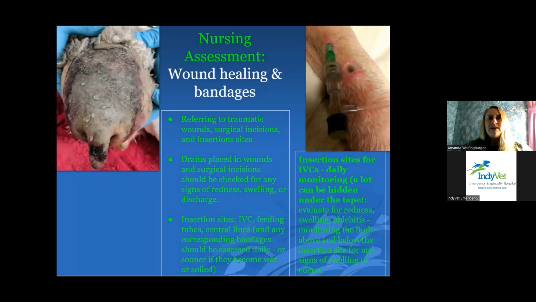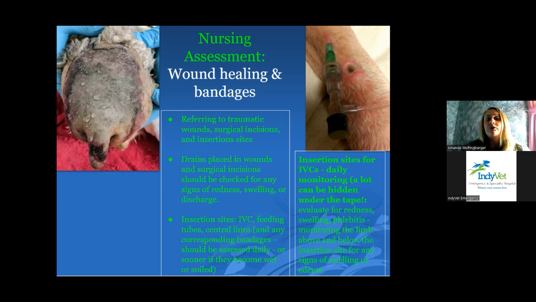And for wound healing and bandages, which is part of our nursing assessment, this is referring to traumatic wounds, surgical incisions, and insertion sites, drains placed in wounds, our Jackson Pratts, our Penrose, or surgical incisions. Basically, what we are telling the owners to check for when we send these patients home, we need to be watching for diligently while they're being hospitalized. So, signs of redness, swelling, discharge, signs of infection, examining our insertion sites, our IV catheters, where our feeding tubes are sutured in, our central lines, if they have any bandages corresponding to that.